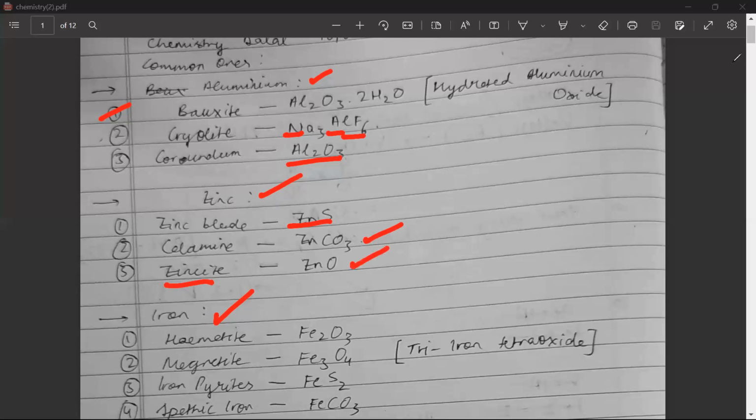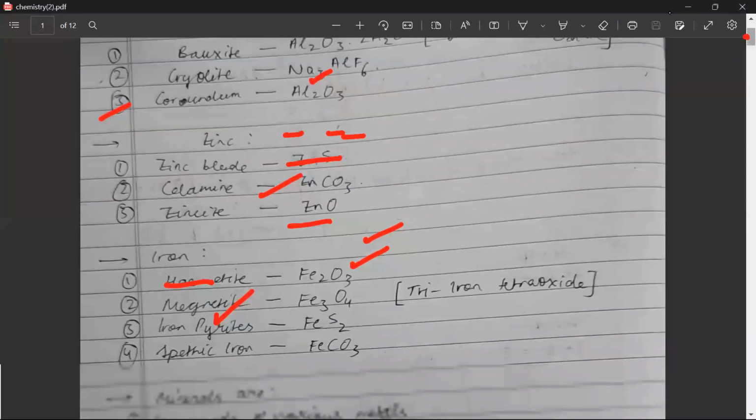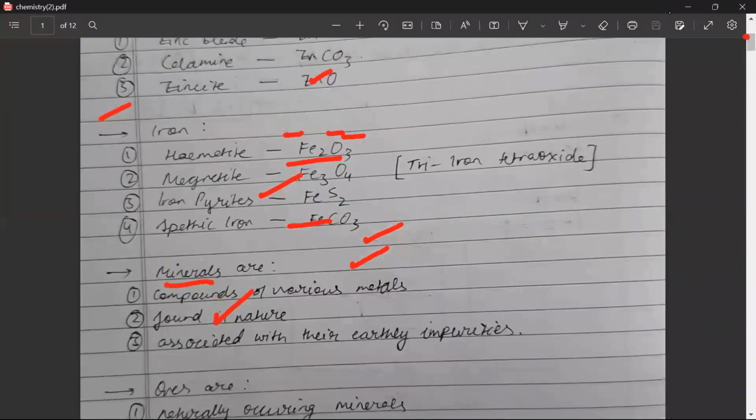Now let's move on to iron. The first ore of iron is hematite, which is mainly the ore that is extracted profitably. So let's scroll down a bit. The second ore of iron is Fe3O4, triiron tetroxide. The third iron ore is iron pyrites, which is FeS2, or iron disulfide.